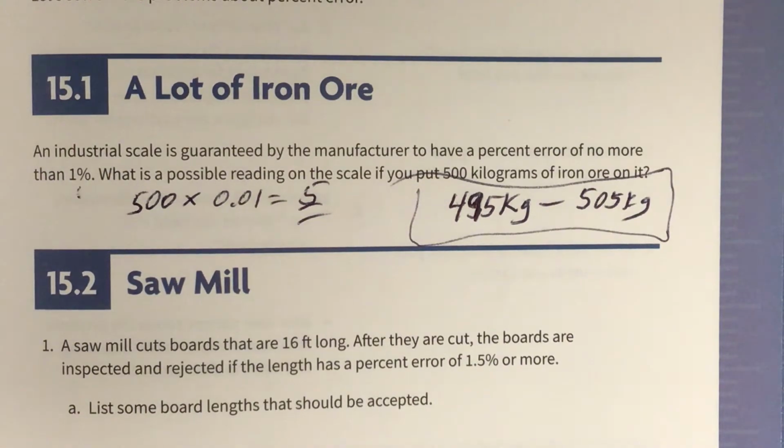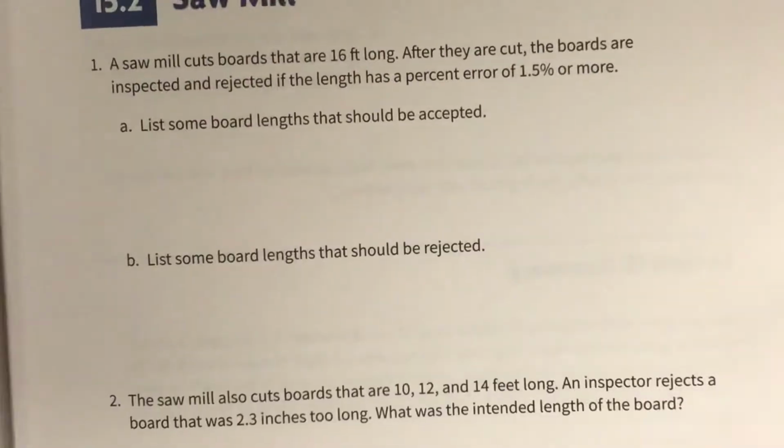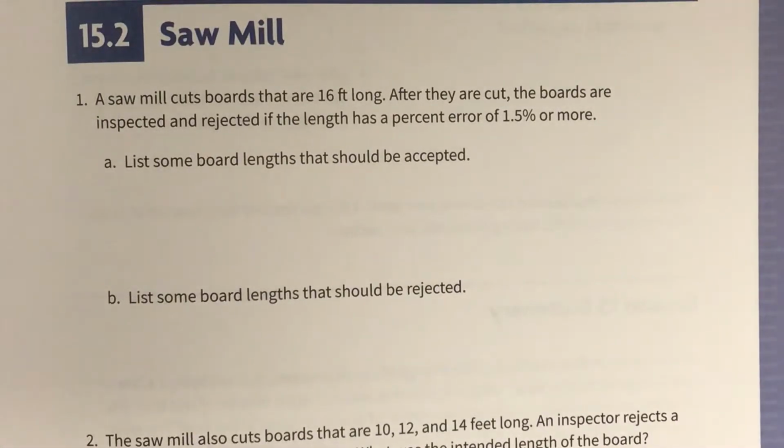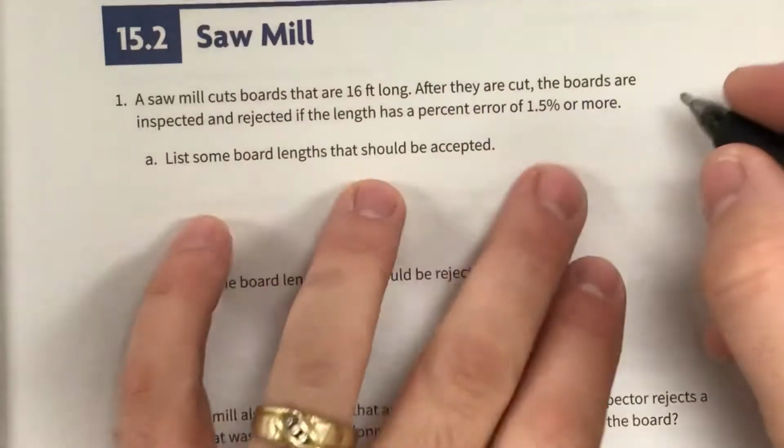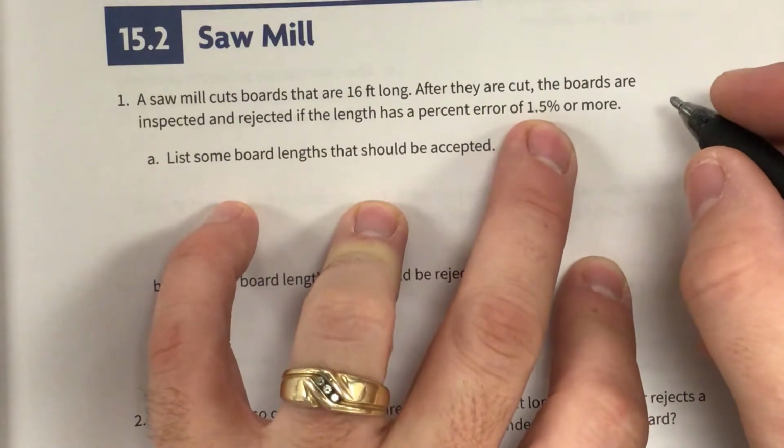Okay, question 2. Boston, would you read it, please? Talking about the sawmill. Sawmill cuts boards that are 16 feet long. After they are cut, the boards are inspected and rejected if the length is a percent air of 1.5 or more.